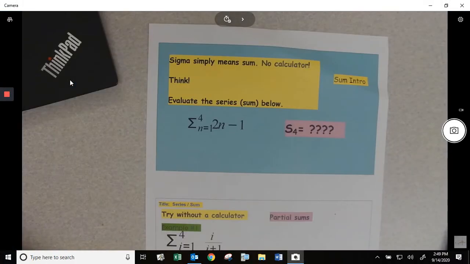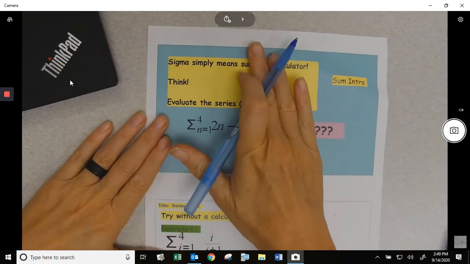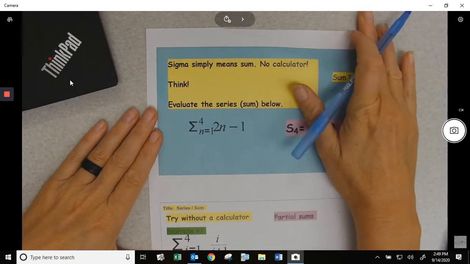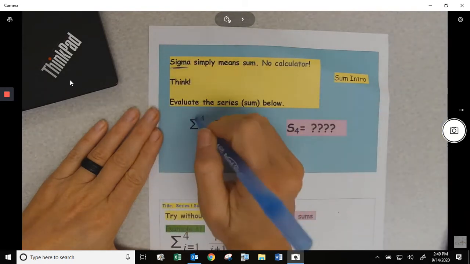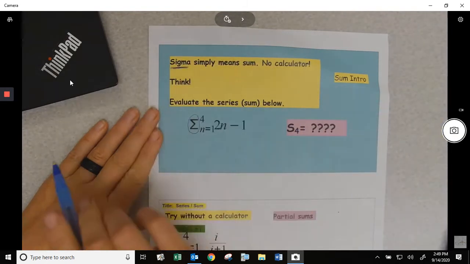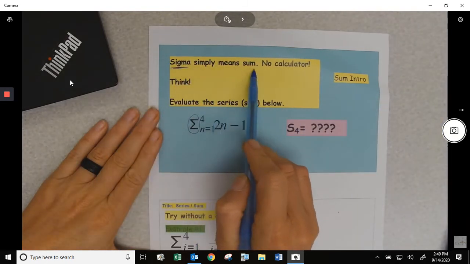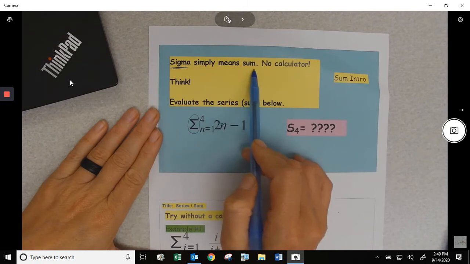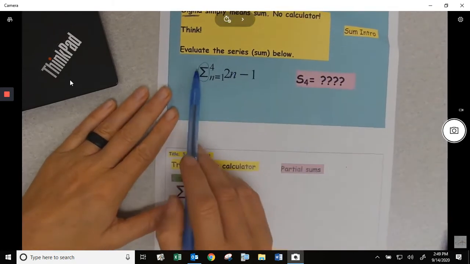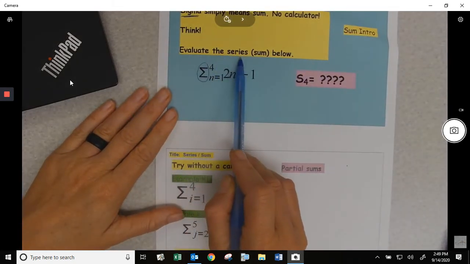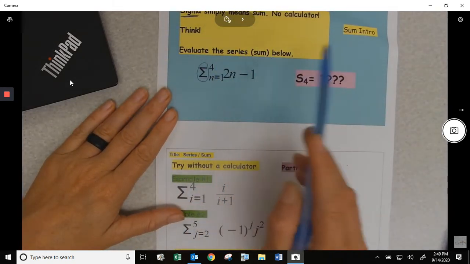Hi everyone. This video is going to talk about sigma, or summation of a series. Just a couple notes. Sigma, which is this Greek letter right here, simply means sum. So you're just adding some stuff up. I'd like you to try this without a calculator. It reads, evaluate the series, that means find the sum.